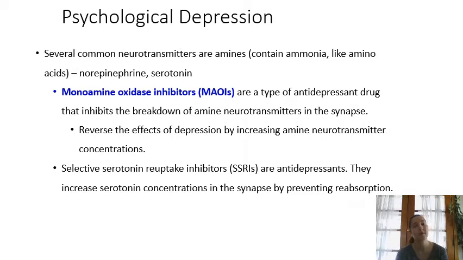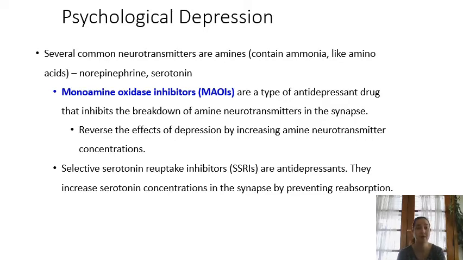So these are a type of antidepressant drug that stops the breakdown of neurotransmitters in the synapse. A lot of times, as these neurotransmitters float across the synapse and reach the postsynaptic cell, sometimes we have a whole bunch of them just floating around in the synapse, and you have enzymes in there that help break them apart to get rid of them, so we can kind of clean up the synapse a little bit.